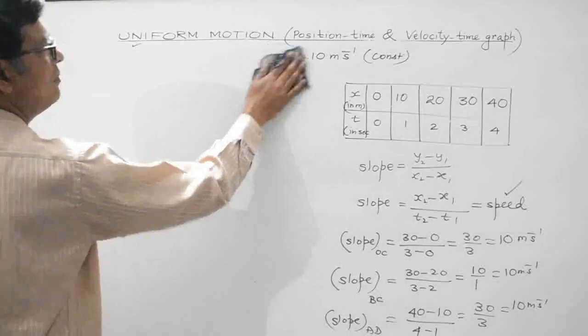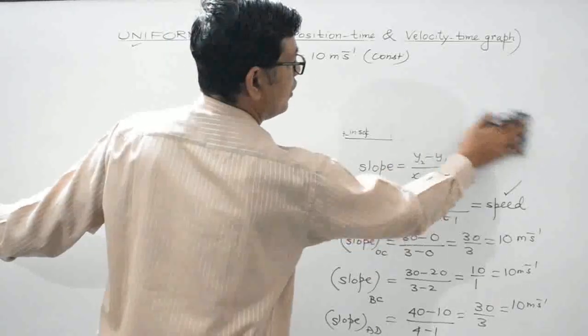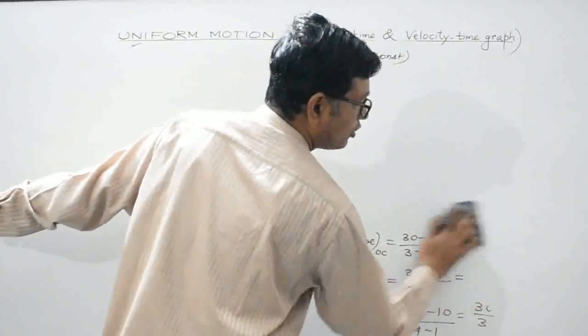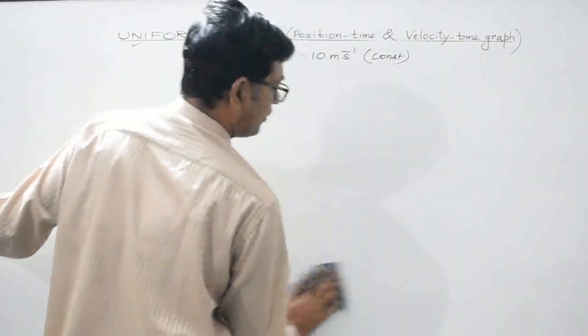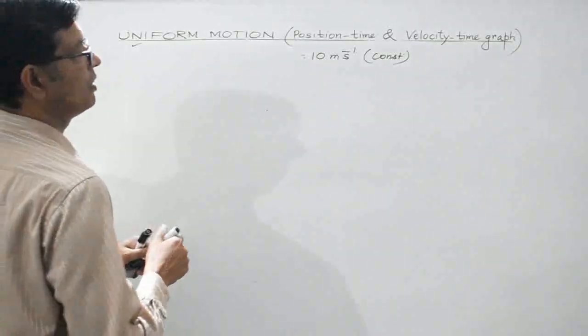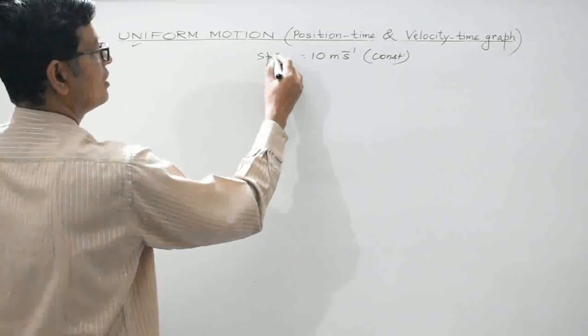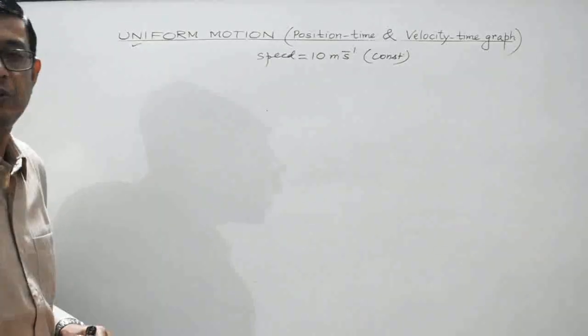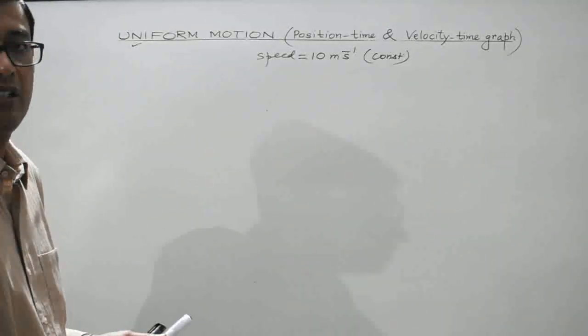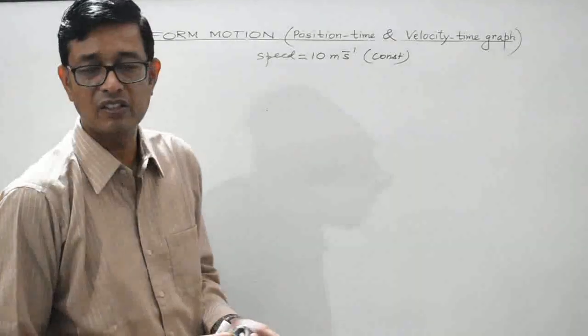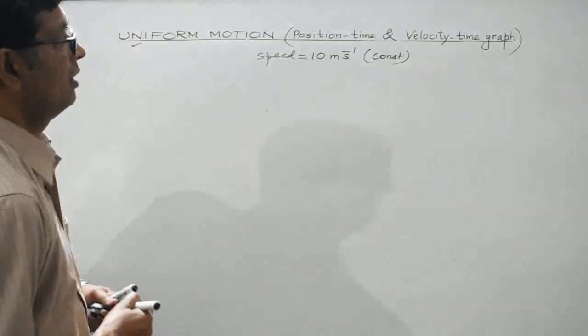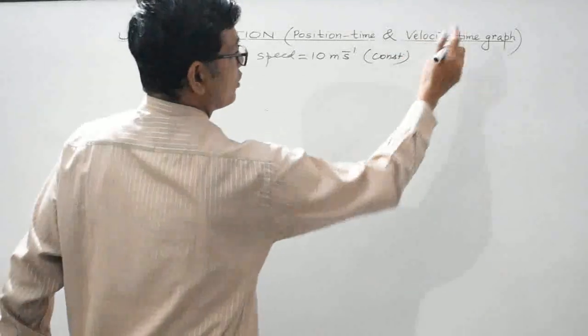Again, let's consider the same case. What we have considered was a body moving with a constant speed of 10 meters per second. Let's consider the body to be moving with constant speed of 10 meters per second, right? Since it is a uniform motion, its speed needs to be constant. Now we need to determine the velocity time graph.